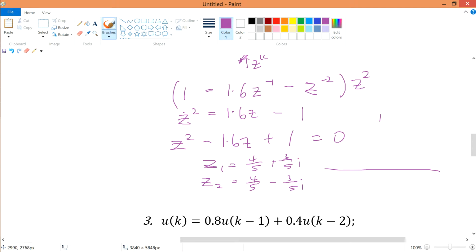Now I plot inside my unit circle. 4/5 real, plus minus 3/5 i. The 3/5 i is somewhere over here on the imaginary axis. These are the 2 points. Are they in the unit circle? Yes, they are, and they are therefore stable.